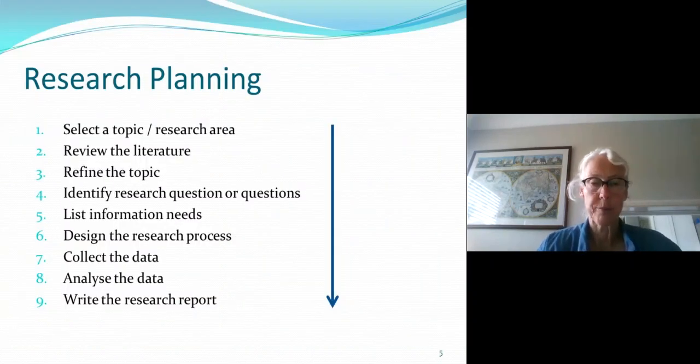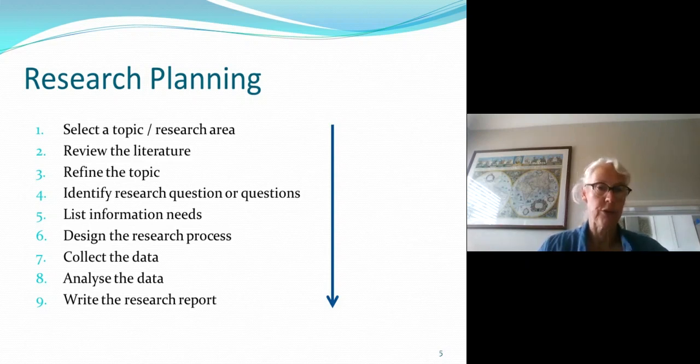So one of the things we do in research is some planning. And you can see here what looks like a very linear process. So you decide on a topic or research area. You would look at the literature and review that and understand what's already been talked about on that topic. And then you'd probably refine your topic. You would then identify some specific research questions. And from that, you would build a list of information needs. So what do I need to find out to actually address those questions? From that, you'd design your research process. You'd go and collect the data, analyse it and write the research report.